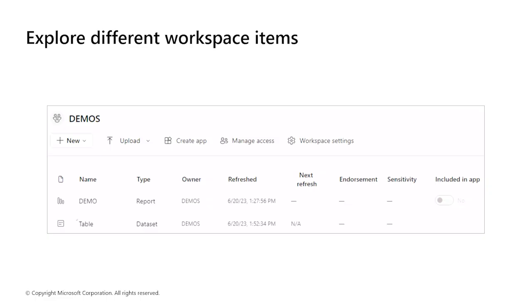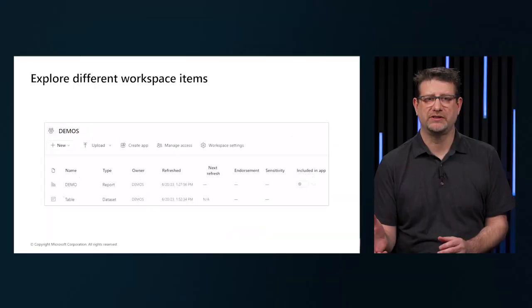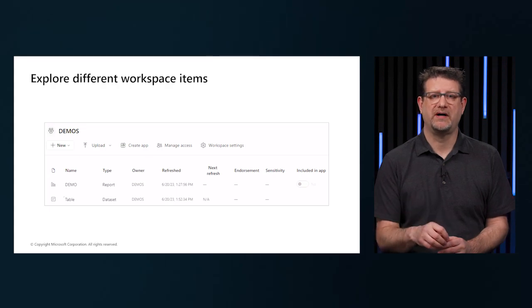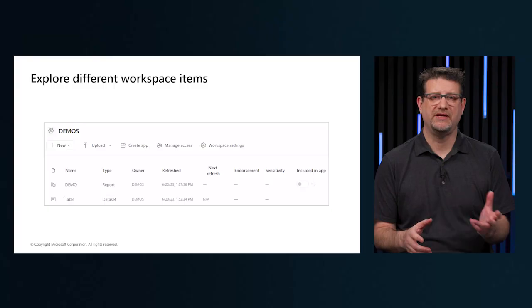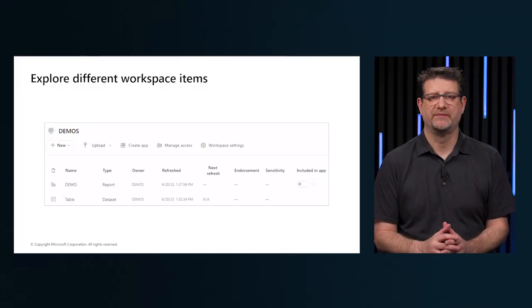Each workspace hosts a variety of items. The most common are semantic models and reports. When we publish our Power BI Desktop PBIX file to the workspace, it creates the semantic model and reports separately. Other items include dashboards, data flows, and paginated reports.